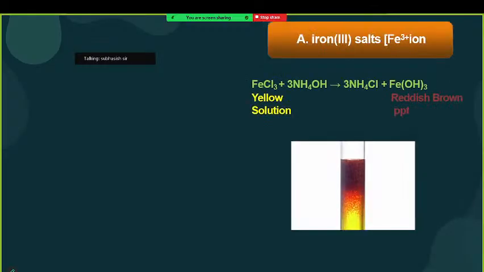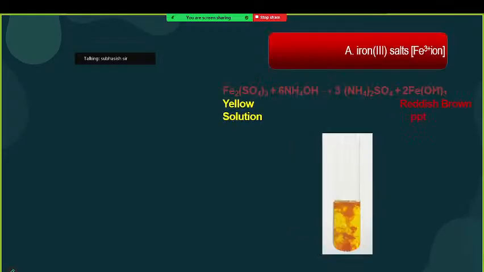Here you see that when ferric ion reacts with ammonium hydroxide, it produces a reddish brown precipitate of ferric hydroxide. Already we mentioned that exactly the same precipitate is obtained when we add sodium hydroxide. And ferric hydroxide is also insoluble in excess ammonium hydroxide.